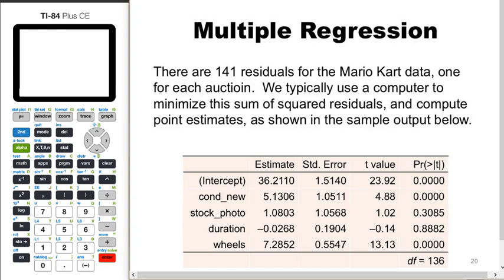What we will deal with is the tables. This is an example of a multiple regression table. You notice it's just like the linear regression, only now there are more rows, more variables. There are 141 residuals for the Mario Kart data, one for each auction. We typically use a computer to minimize the sum of the squared residuals, and you see this output.